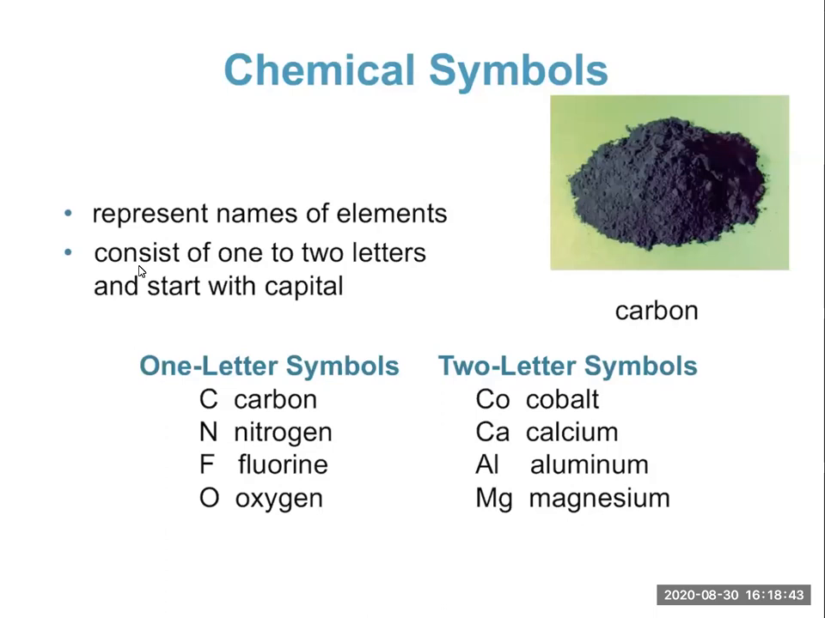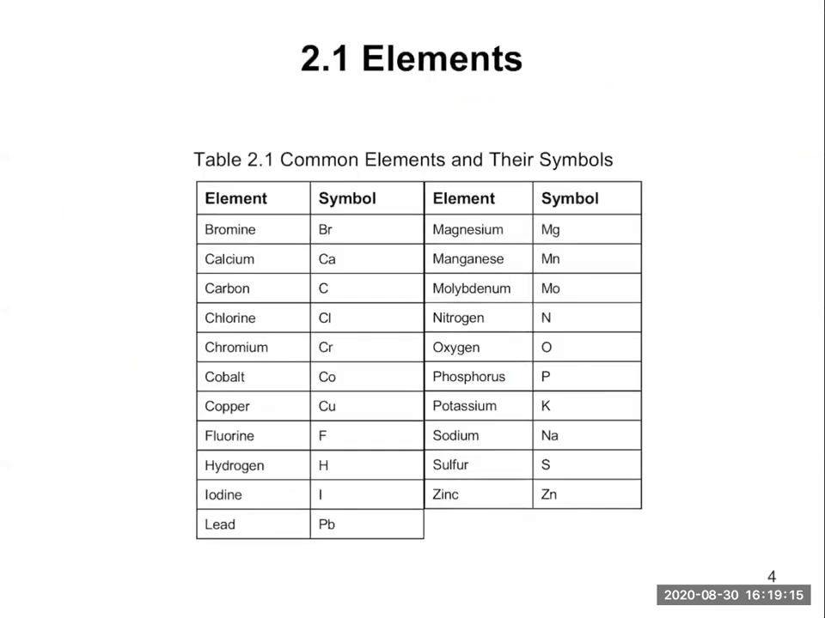There will be other elements that have two letters. When that is the case, make sure that the first letter is a capital letter and the second letter is a lowercase letter. For example, capital C and lowercase o is cobalt. We also have capital C, lowercase a, which is calcium; capital A, lowercase l, which means aluminum; and magnesium. So this gives you an idea of how you're going to represent them.